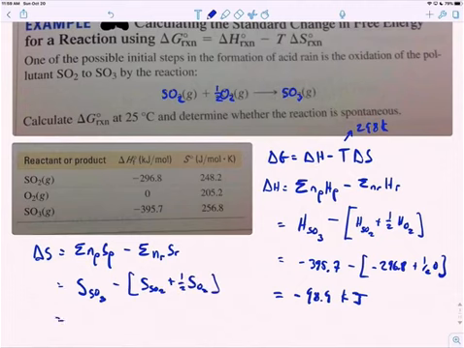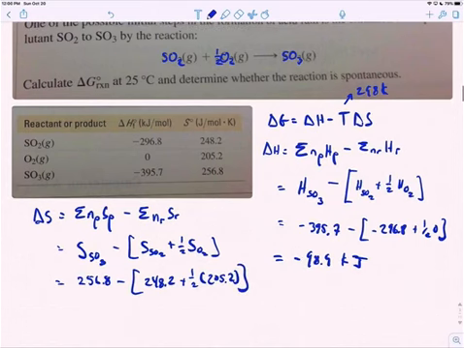And entropy of SO3 is going to be 256.8 minus entropy of SO2, 248.2, plus 1/2 times 205.2, which, throw it into your handy dandy calculator, is minus 94.0 joules per Kelvin.